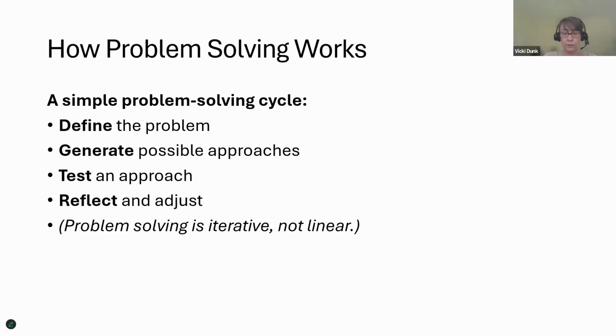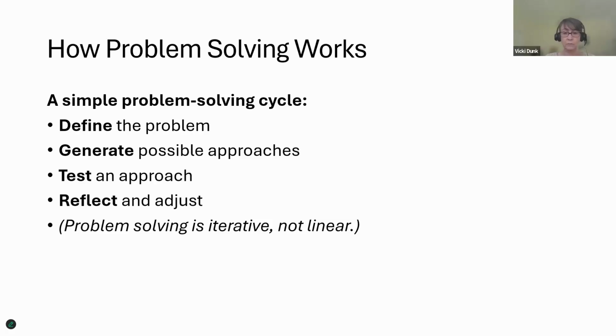Then once we've defined the problem, we can generate some possibilities. So a few possible approaches, a bit of brainstorming. They could be simple, they could be imperfect. And then we'll test them. So we test it, we notice what happens, then we reflect on that and we adjust. And the cycle goes around again.